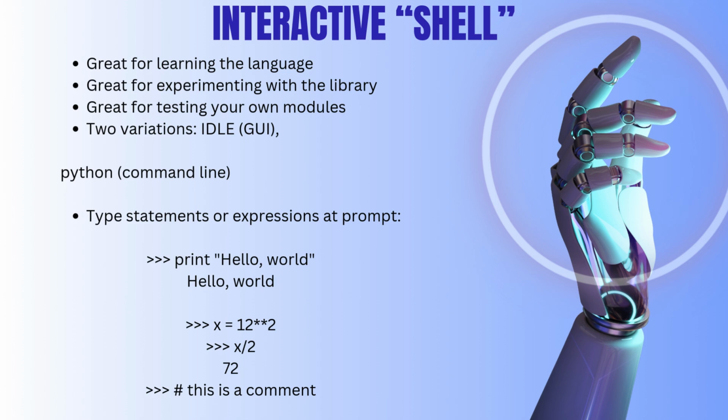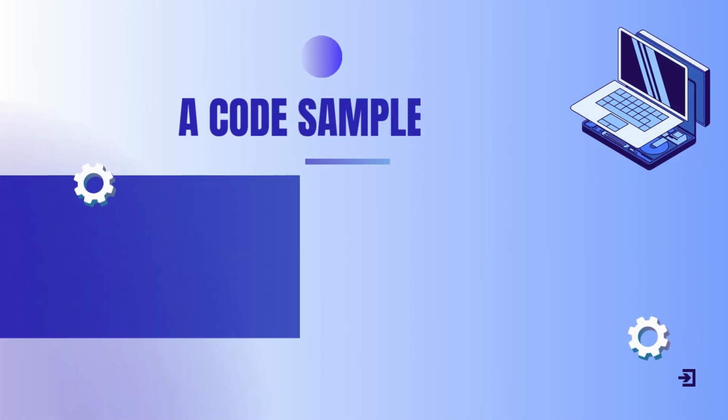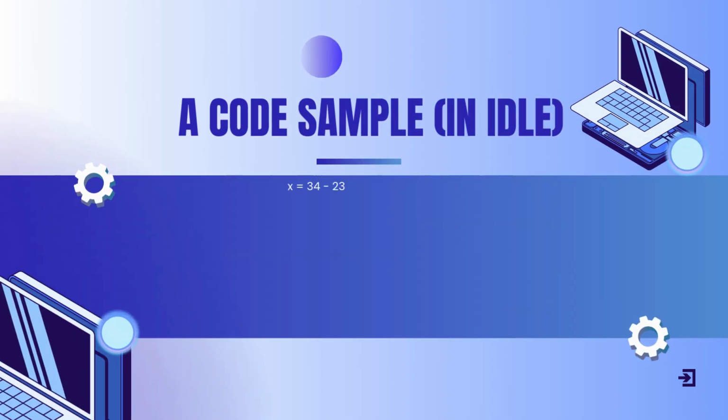Also, as you see, a hello world program is on screen. So this is about the print statement. As you see, it calculates the square of 12, and another statement is x divided by 2, and you get the output 72. In this Python code sample, we begin with a simple arithmetic operation, x = 34 - 23.